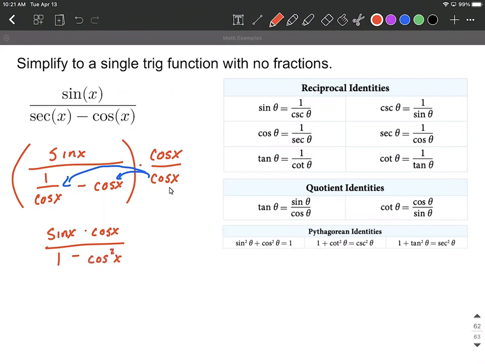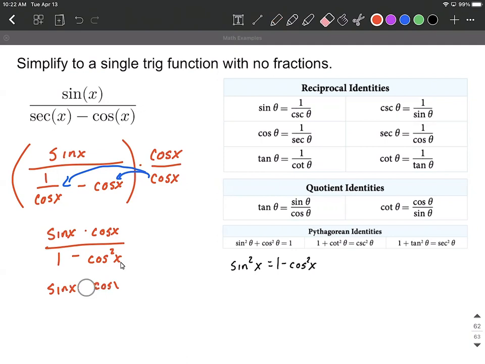The next thing I notice is we have a square in our denominator. This is pointing us towards the Pythagorean identities. So we have sine squared plus cosine squared equals 1. We can do a little bit of rearranging here and get sine squared equals 1 minus cosine squared. And I'm using x's here because x's are in our formula over here as we're trying to simplify down. So what that tells us is we can replace 1 minus cosine squared in our denominator. We can put a sine squared in that place.